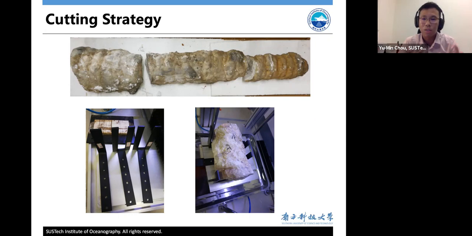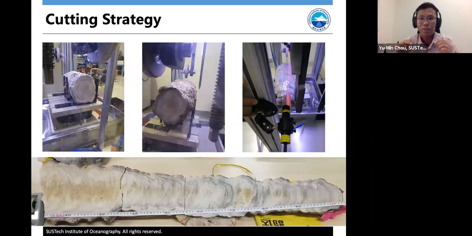I can find out where the growth axis is and where the direction of the nose is to cut my sample. And the diamond wire can cut at very low speed with water. That means during cutting, the temperature will not rise. So it's a cooling process here. And you can see in the middle deep photo here, there's a line. This line is the direction of the nose in the center part of the stalagmite.